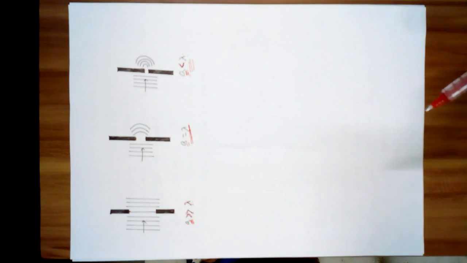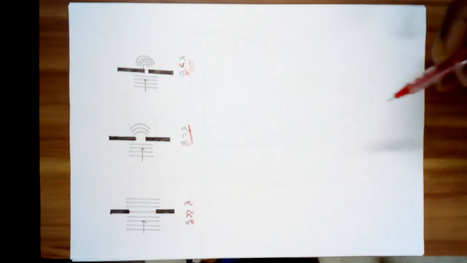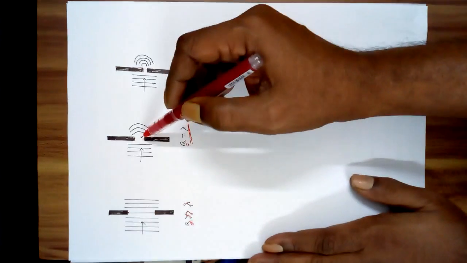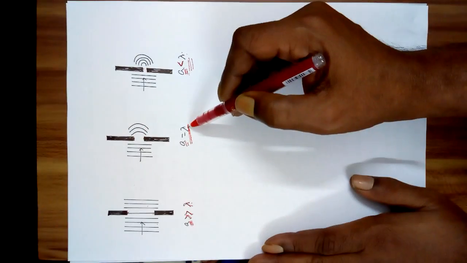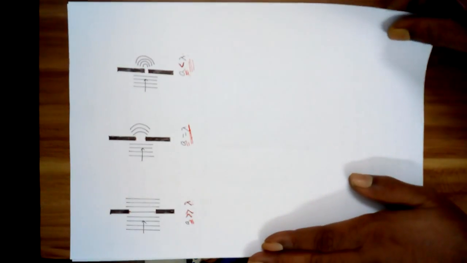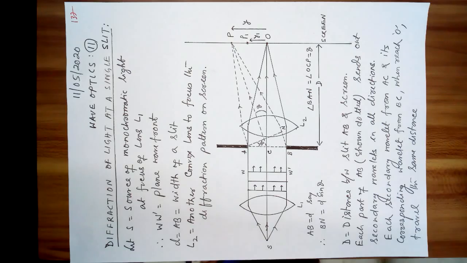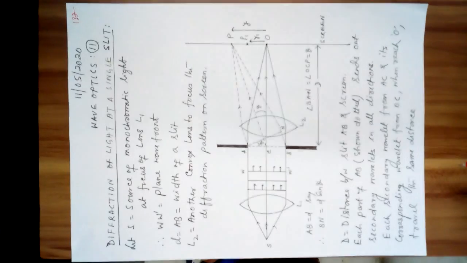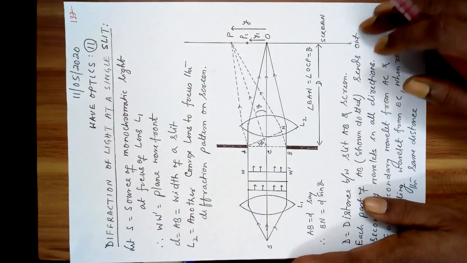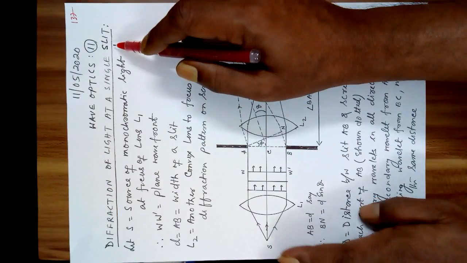And what was the condition for bending? This opening should be of the order of the wavelength of light or less than the wavelength of light. Now we are moving on to wave optics 11, that is diffraction at a single slit. Diffraction of light at a single slit.